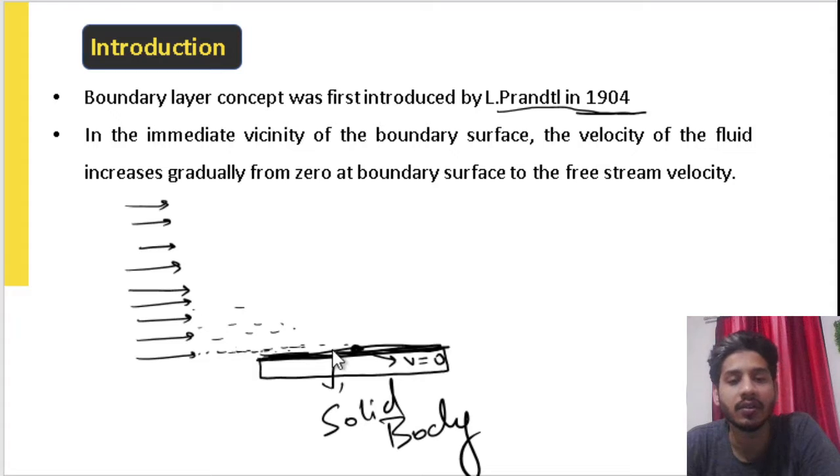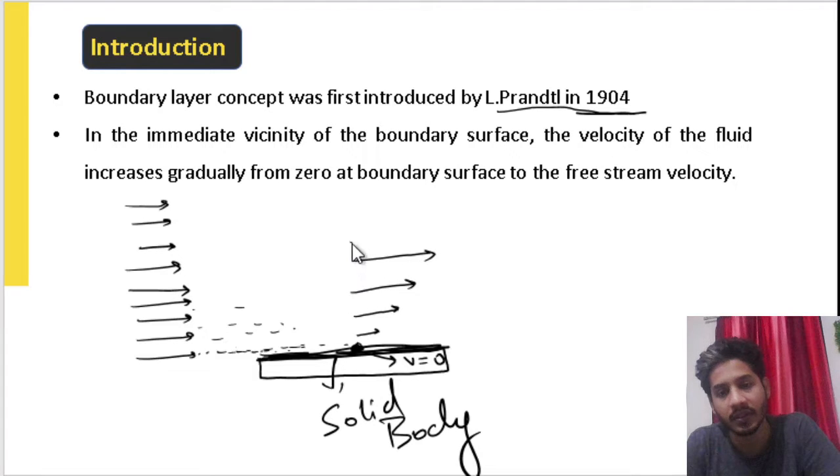Because the layer which is in contact with this surface gets stuck to it. We assume that it sticks to the surface. So the velocity at this point is zero. This is also known as the no slip point. And as we move upward, the velocity gradually increases. So here the velocity is zero. As we proceed upward, this velocity keeps on increasing. So if you see the trajectory, you will see it like this. So this is basically the concept of boundary layer.